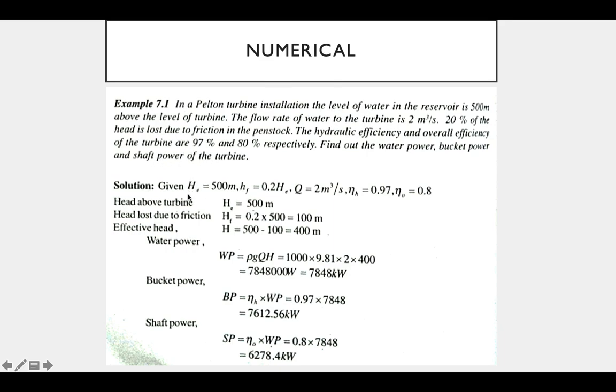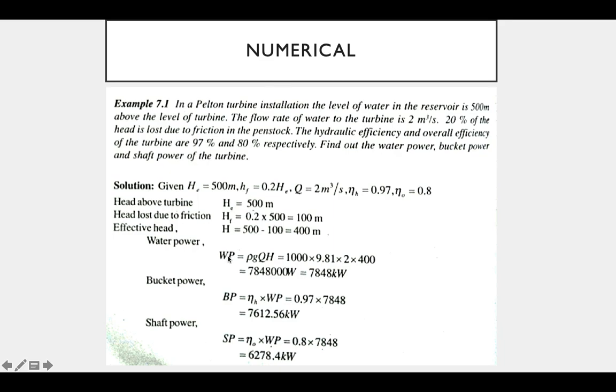Here the head is given as 500 meters, and 20% of the head is lost due to friction. So you can find out the actual head that is available, because you have to take 20% of the available head and subtract that. You will get the actual available head as 400 meters. Discharge is given as 2 meter cube per second, and then hydraulic and overall efficiency are given.